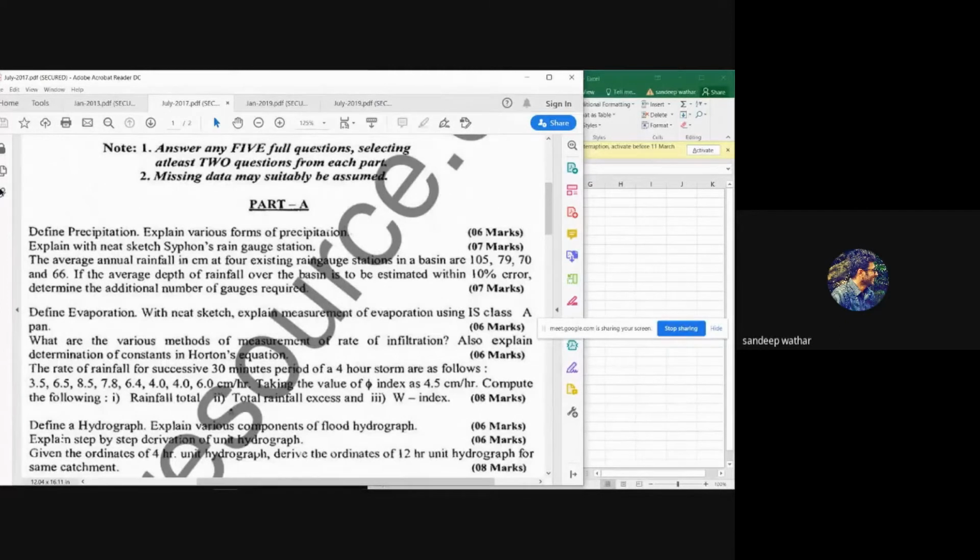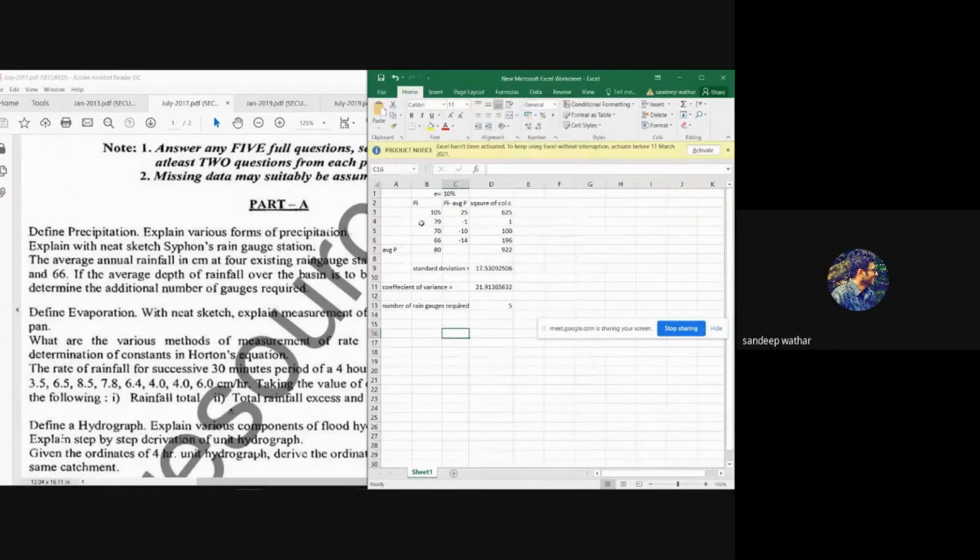Now see here, this average annual rainfall is the average rainfall in individual basins. 105 is the average annual rainfall for that basin. Do not get confused with average precipitation; I'll explain that later also. If the average depth of rainfall over the basin is to be estimated within 10 percent error, determine the additional number of gauges required. This is the problem that is given to you. You quickly write it down like this. Now see here what I have written in this.